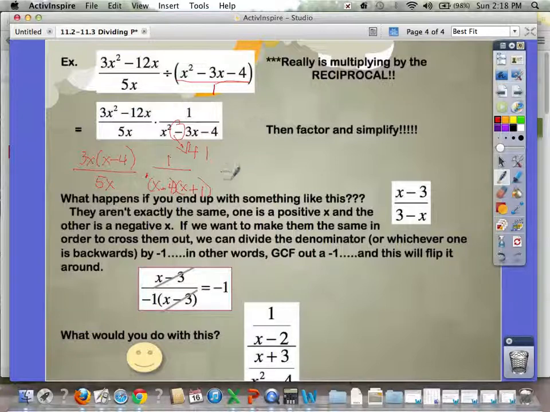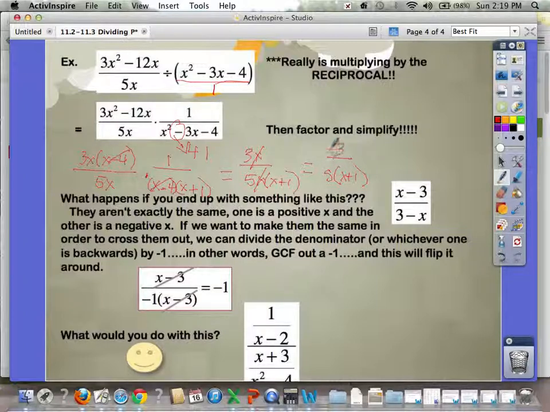Okay? Now, you can cross reduce on this because we are multiplying fractions, so that would mean this would go away. And that leaves me with 3x times 1, which is 3x, and 5x times x plus 1. Alright, now I notice that I have an x and an x, so that needs to go away also. So that leaves me with 3 over 5 times x plus 1. And don't distribute it back through. This is the final answer.